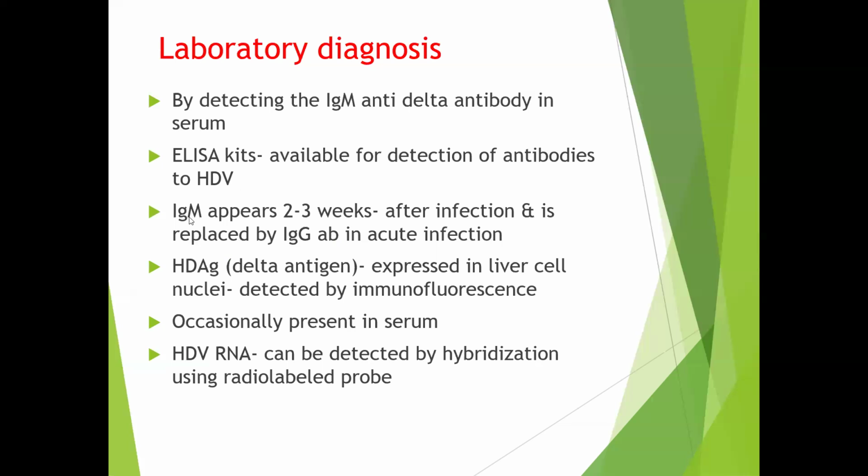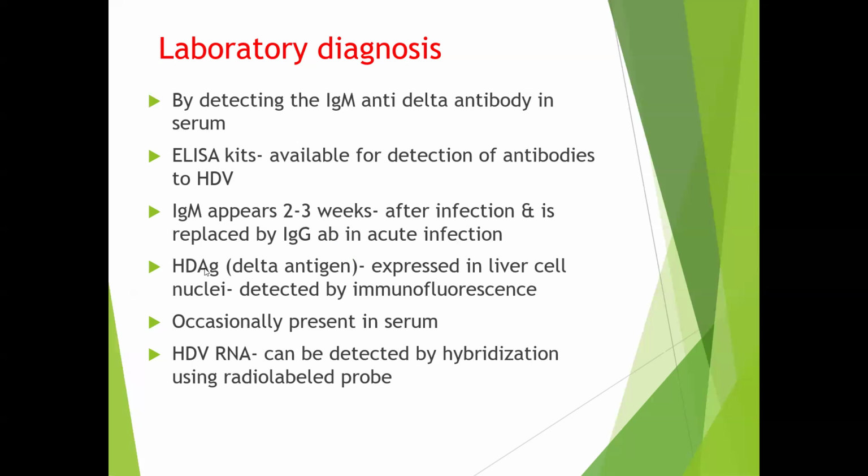And as you know, IgM appears early in response to the infection, which means it appears in 2 to 3 weeks after infection, and it has a half-life of only 5 days, which means it can survive for only a few weeks. After that, it is replaced by IgG antibody. This takes place in acute infection. So presence of IgM antibody indicates recent infection, and the presence of IgG antibody indicates past infection.